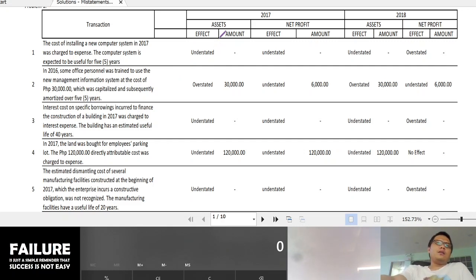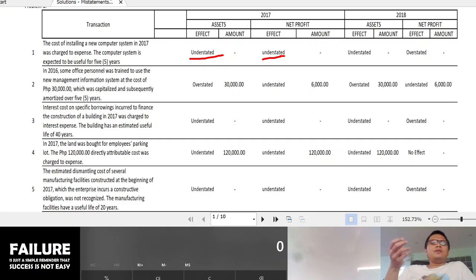If we look at its effect on the financial statements, as far as the assets are concerned, obviously our asset is understated, because it should have been part of the cost of that asset, but you made it an expense. The consequential effect in 2017: because the whole amount was charged to expense, obviously your net profit is understated. You have too much expense, right? That is clear.